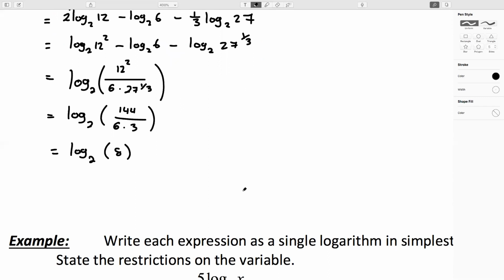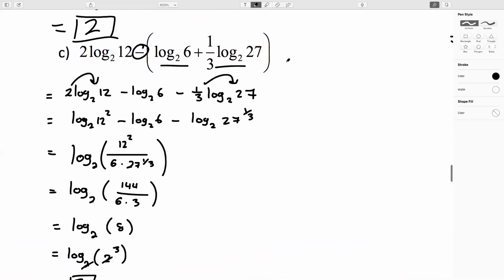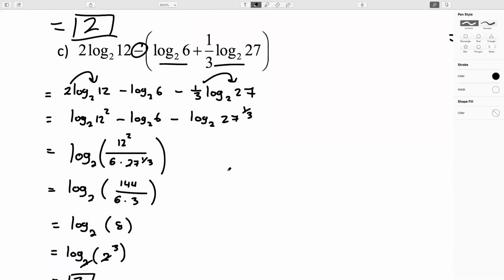Eight can be written as a power of 2, so this equals log base 2 of 2 to the power 3. That's 2, 4, 8. And now I can cancel my 2's. My answer is 3. That is a really ugly way of writing 3, but it all simplifies into a nice answer.